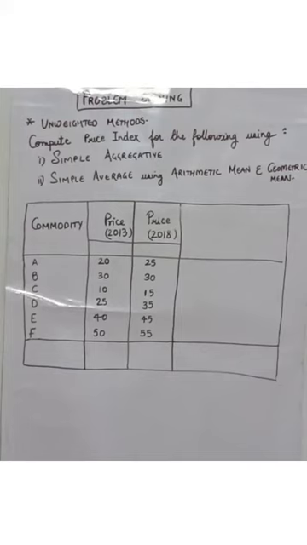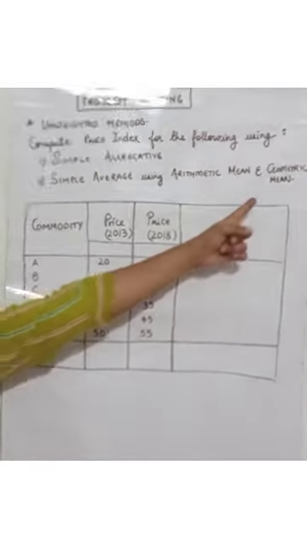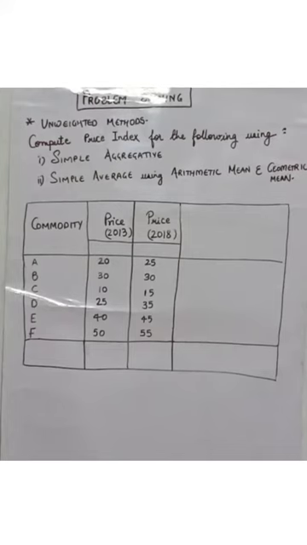So students, we had learned about the theory parts of unweighted methods, that is the simple aggregative and simple average method. Now we are going to see the problem solving section of the same. So let's quickly move to the question. Compute price index of the following using the first method, simple aggregative, and second, simple average using arithmetic mean and geometric mean. Now we have to do both the methods and find the price index here.